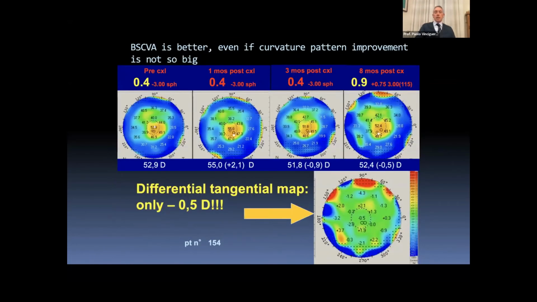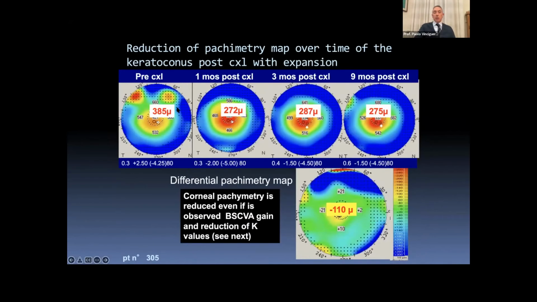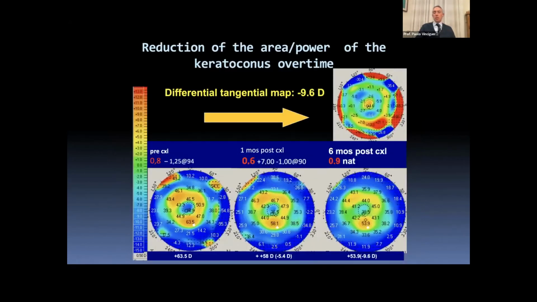And also the change in best corrected visual acuity is consistent with the pachymetry and the tangential maps, because you should look at the true net power and take into consideration the posterior surface, because sometimes the anterior does not change so much and the posterior increases so much. And remember that the reduction of the pachymetry over time needs to be followed, because these are lamellar packets, it is not progression, because this is not related to an increase. The cornea becomes thinner, but not steeper.